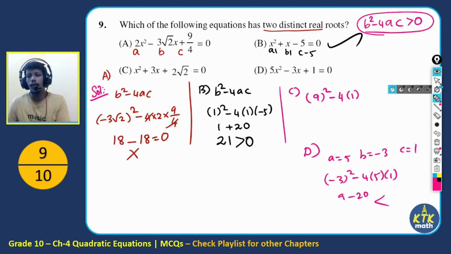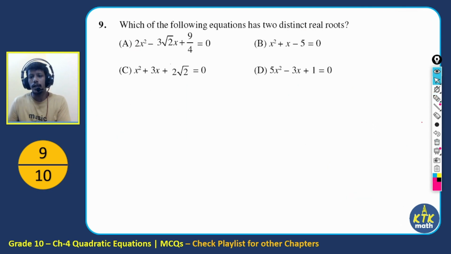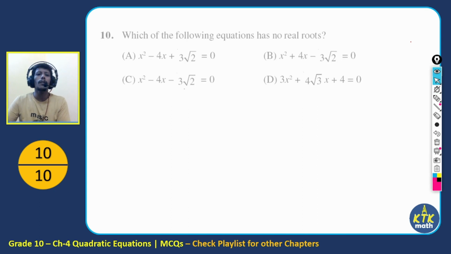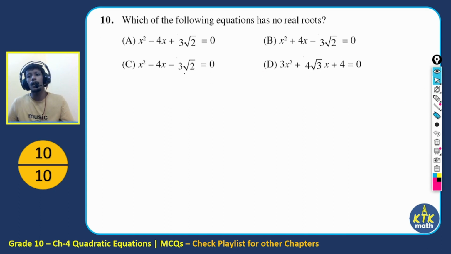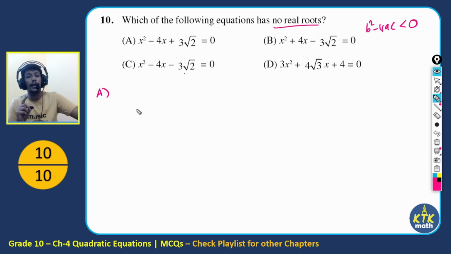Okay, now let us move to the last question. The last question is also exactly similar to this one. Which of the following equations has no real roots? Here you must know the value of root 2. We know that b square minus 4ac must be less than 0, this is what has no real roots. The interesting part is you need to write root 2 value as 1.41. Now in the first option itself you are going to get the answer.